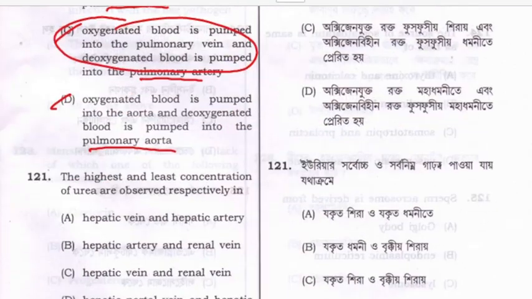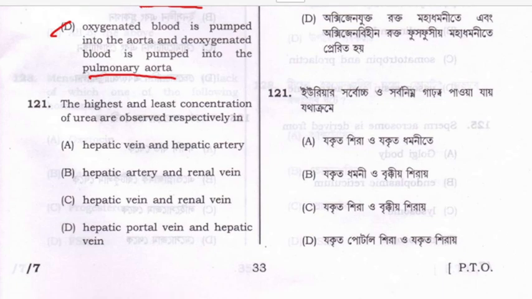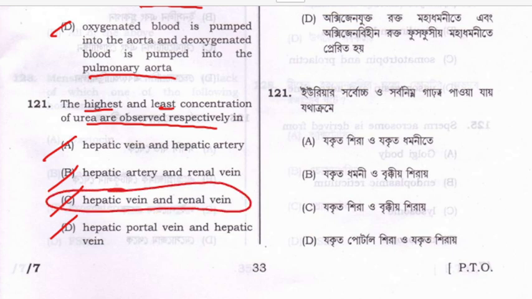Next, the highest and lowest concentration of urea is observed in: hepatic vein, hepatic artery; renal vein, hepatic vein; renal vein, hepatic portal vein; hepatic vein. So the highest and least concentration of urea is observed in the hepatic vein and renal vein.